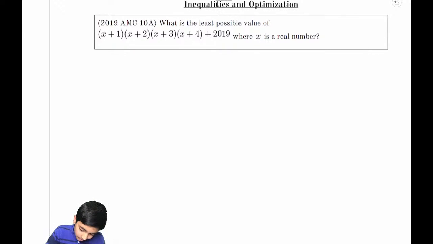So the idea here is, let's see what is the minimum of x plus 1, x plus 2. Okay, so basically the idea here is to make a substitution. And I'll give you a minute to try this from here.